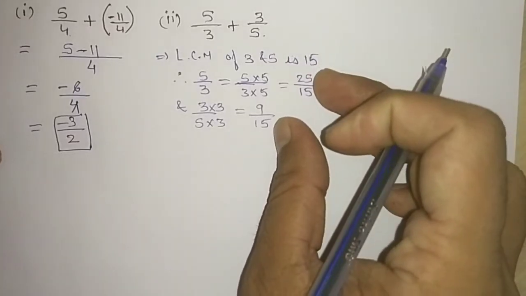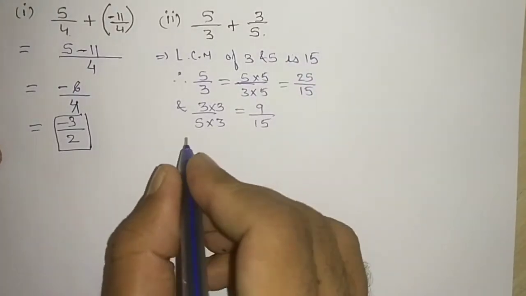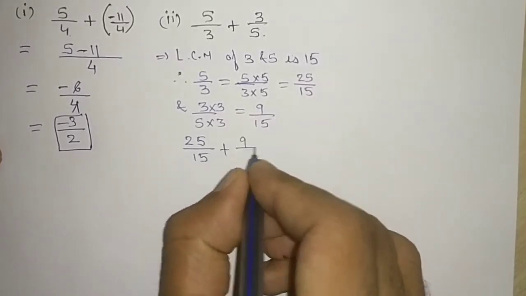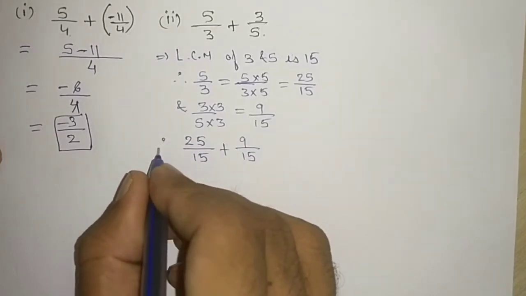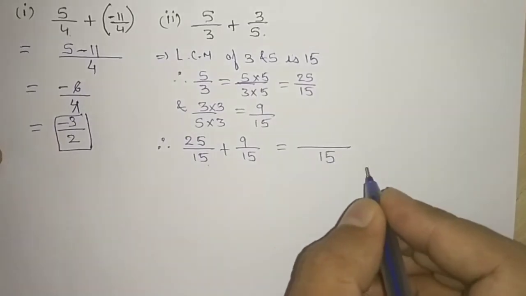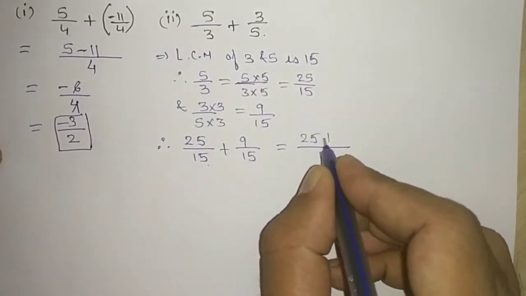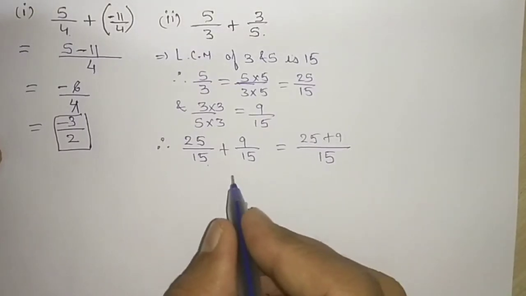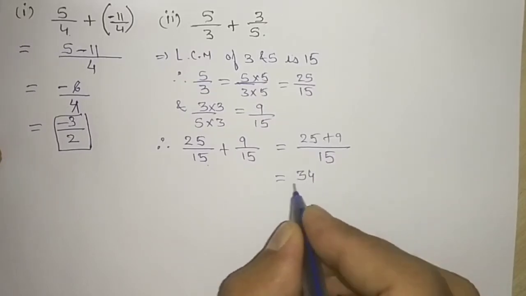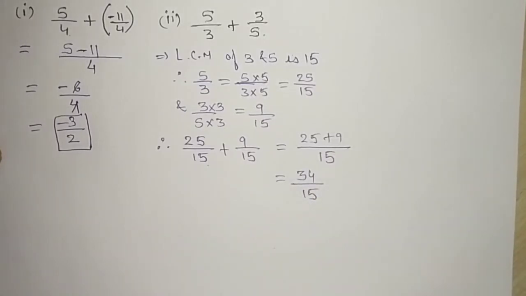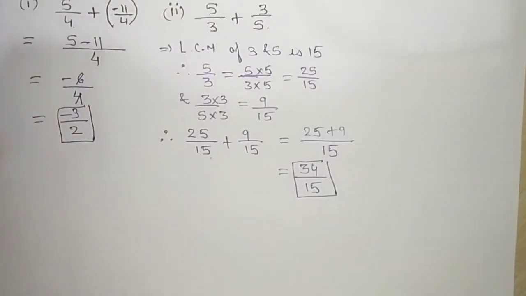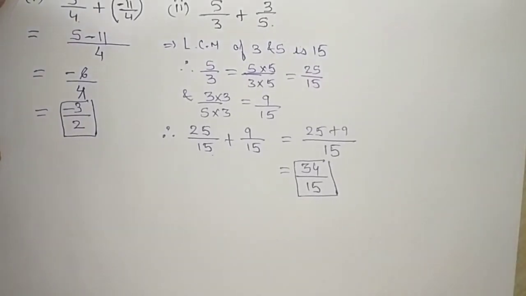Now we will add these two numbers. So we will write like this: 25 by 15 plus 9 by 15 is equal to, now the denominators are same, so we will write 15 and add the numerator 25 plus 9, which is nothing but 25 plus 5 will be 30 plus 4 34 by 15. Now we can't cancel out, so our answer will be 34 divided by 15. Moving to third part.